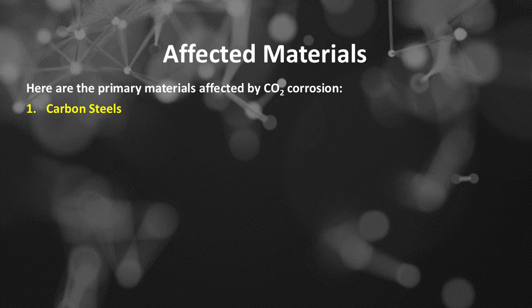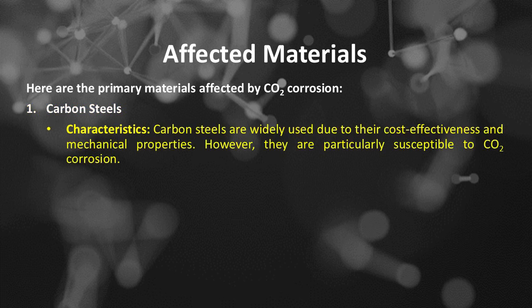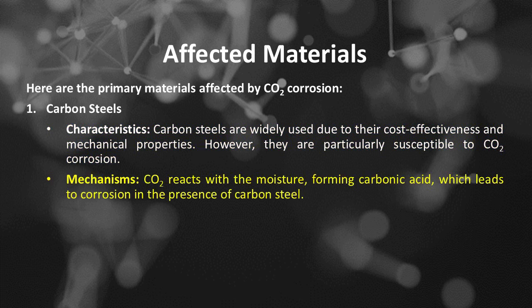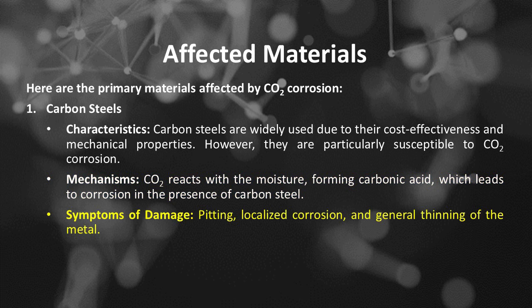Number 1 is carbon steels. Carbon steels characteristics: carbon steels are widely used due to their cost-effectiveness and mechanical properties. However, they are particularly susceptible to CO2 corrosion. Carbon steel's mechanisms: CO2 reacts with the moisture, forming carbonic acid, which leads to corrosion in the presence of carbon steel. Carbon steel's symptoms of damage: pitting, localized corrosion, and general thinning of the metal.